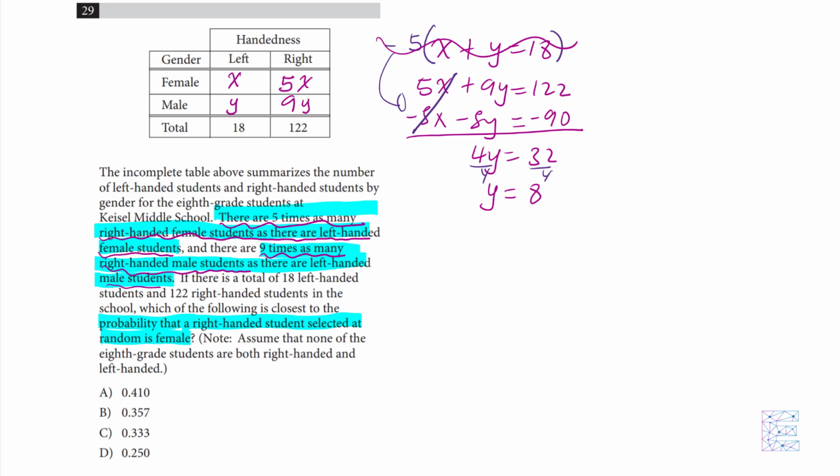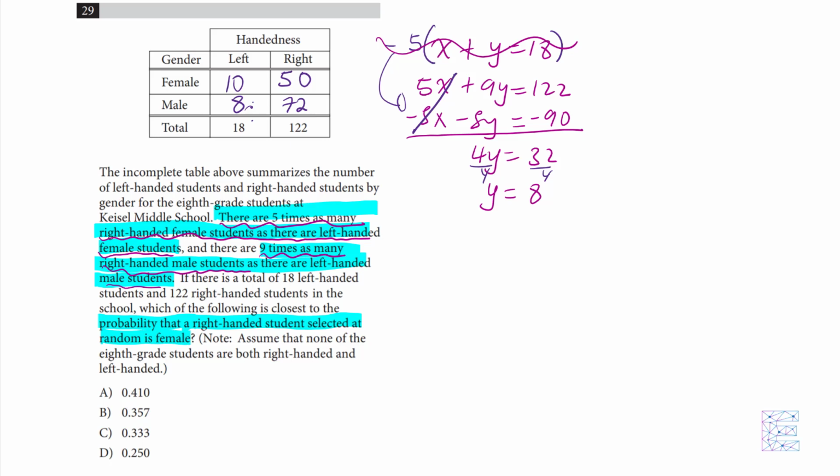Now, with that said, we can plug this 8 into this box right here. So there are 8 left-handed male students. 8 goes right there, which means we can figure out x pretty easily because x plus 8 is 18, so x must be 10 because 10 plus 8 is 18. And if we know this one, this was x, this is 5 times 10, so that means this 5x here is actually 50. And this was y, 8, so this is 9 times 8, which makes it 72.